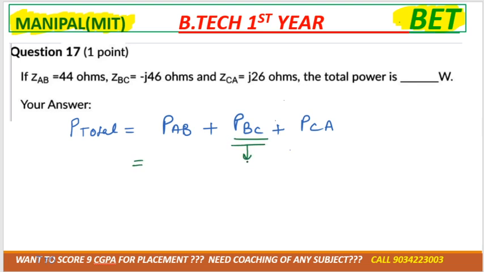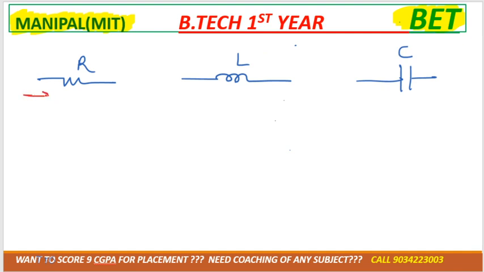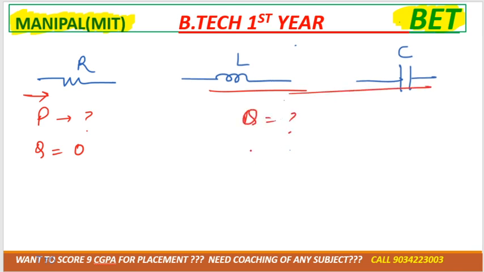ZBC is purely reactive because it is given as 0 minus J46, right? If it is 0 minus J46, there is no resistive load, so the active power consumed by them is 0. See, if we have three loads, one resistor, one inductor, and one capacitor, the resistive load consumes active power, but its reactive power is 0. For inductive and capacitive loads, they consume reactive power, but the active power consumed by them is 0.